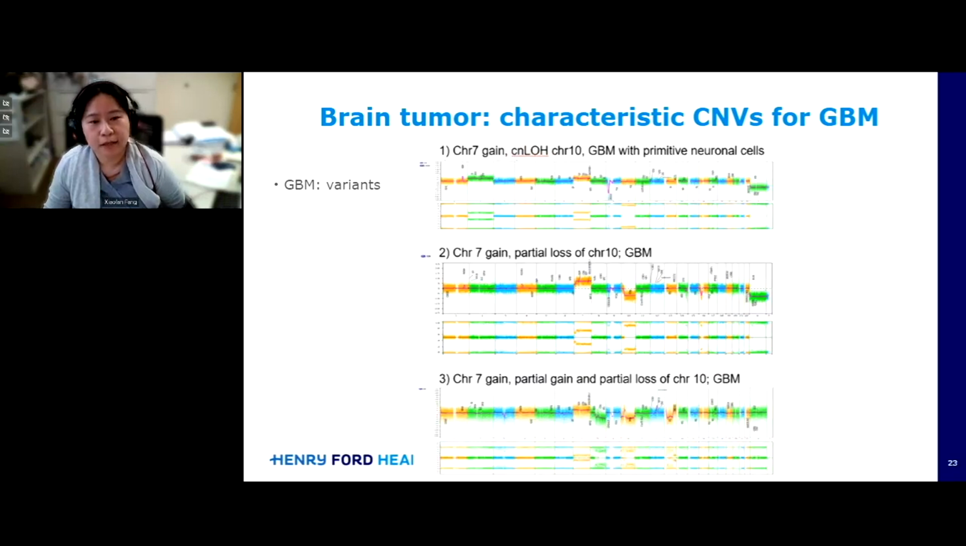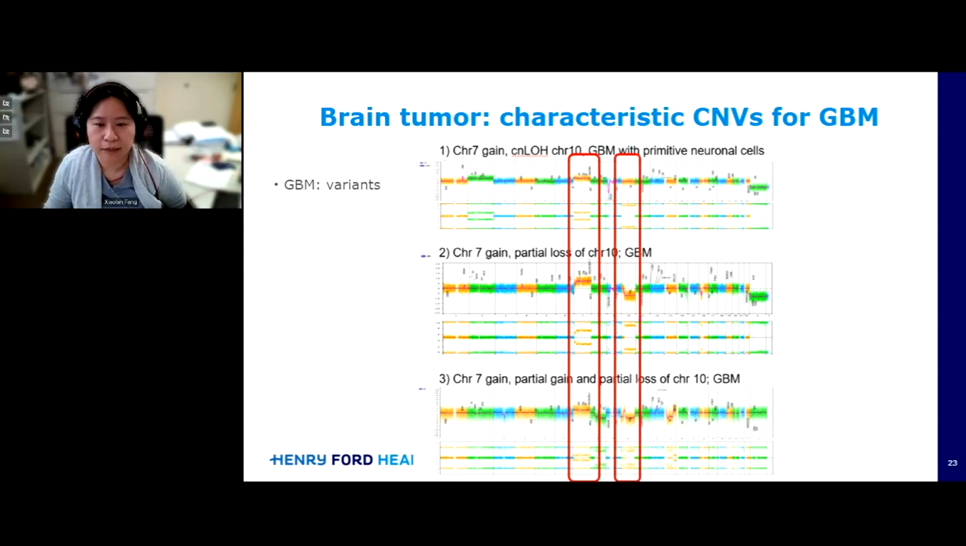All right. In addition to the 7 gain, 10 loss, in our experience handling GBM samples, we also see some variants which are not exactly the same as the 7 gain 10 loss, but similar. So we call them variants. For example, here we can see 3 different samples from individuals with GBM. They all carry the 7 gain, but for 10 loss, it's a little bit different. They could have normal copy number but loss of heterozygosity on chromosome 10, or they could have partial loss of 10, like here, and similarly here. So they are not completely carrying the loss of 10.